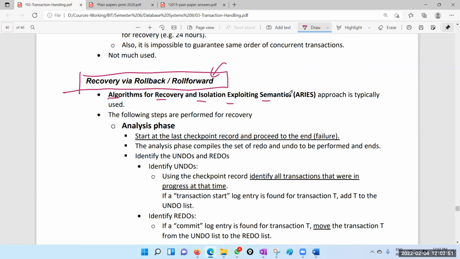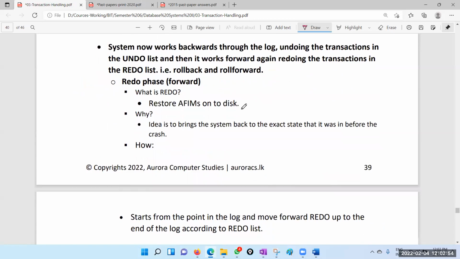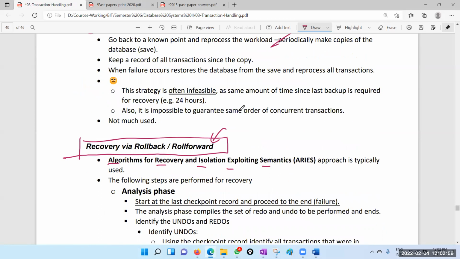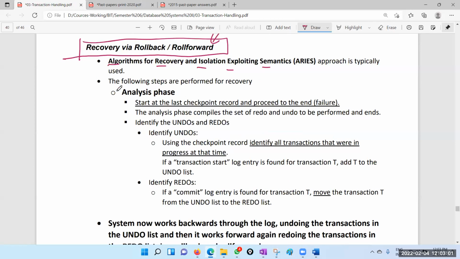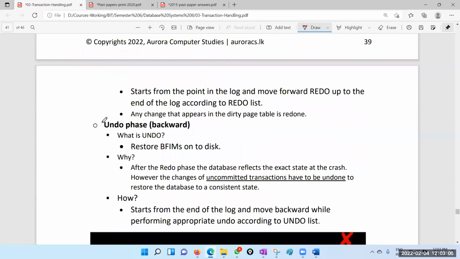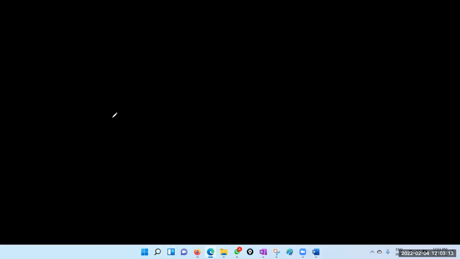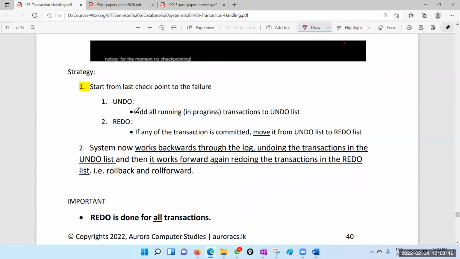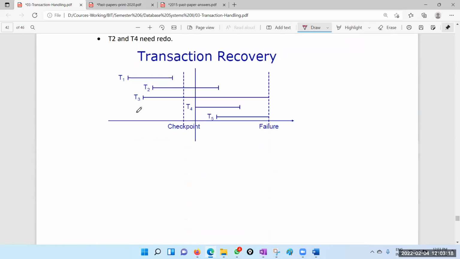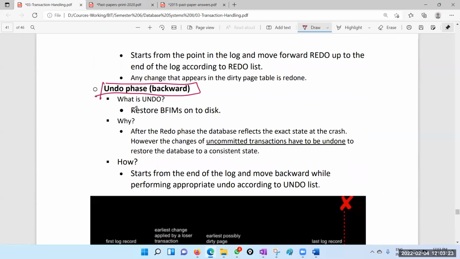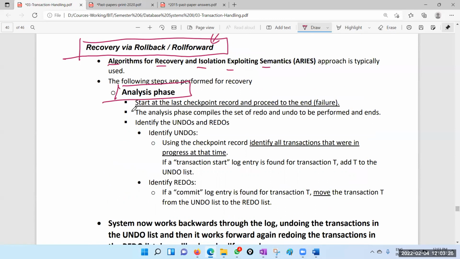Right. So there we identify phases. What is known as the analysis phase? Then what is known as the undo phase or backward phase, and the redo phase. Analysis phase, undo phase, and redo phase.